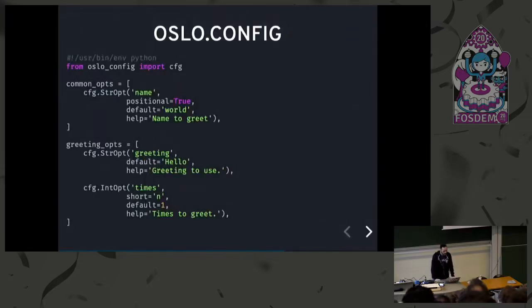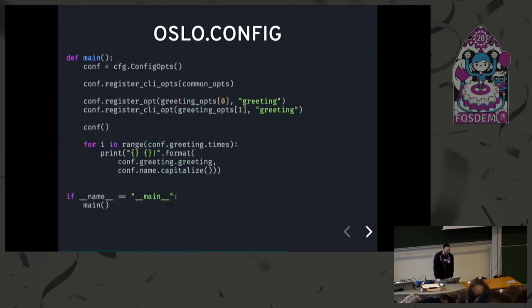And this is a simple example of an application using Oslo config. Here I'm importing from Oslo config, and you can see my options. For example, name, default world; greeting, default hello; times, default 1. In my code, I create my configuration object, I register my options, and I call my object, and at this moment it will load all my configuration values.